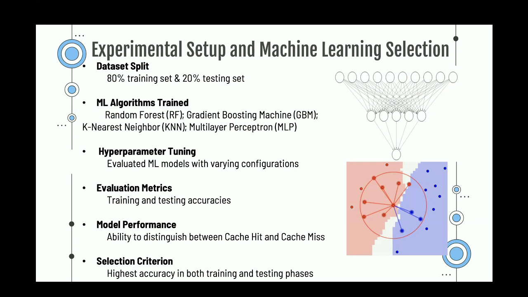For the evaluation metrics, as I already mentioned, we used training and testing accuracies, and based on this accuracy, we can understand how well the machine learning algorithm was performing on the constructed dataset. For our final selection, we selected the one which had good accuracy in both the train and test sets.